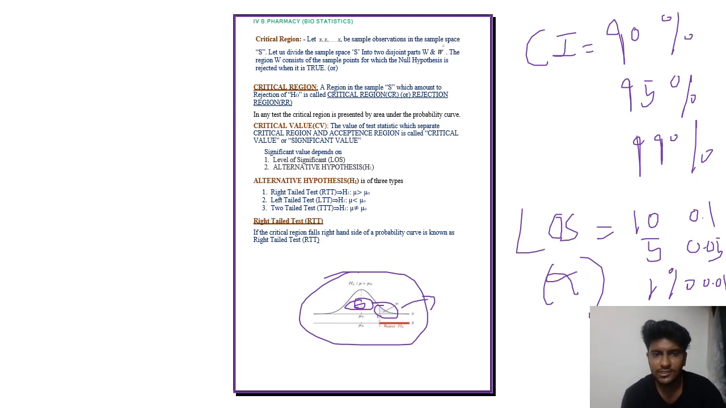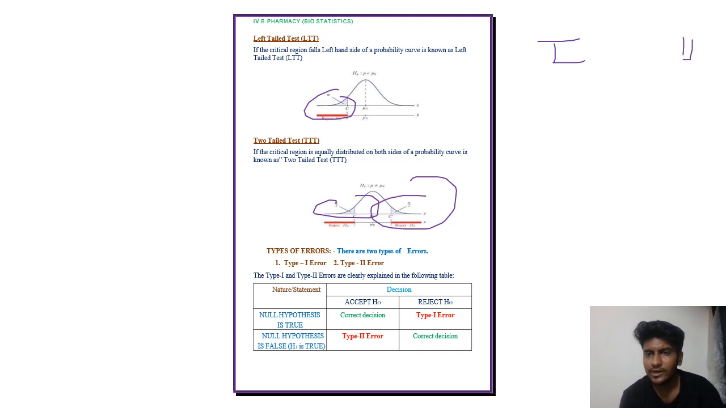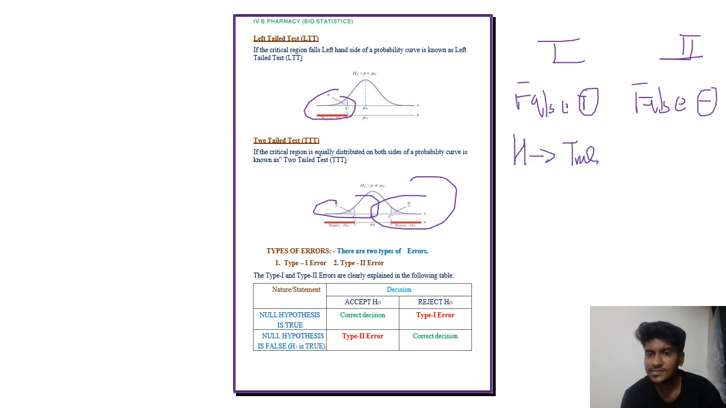So yeah, critical region, and that is the importance of critical region here. Here you can see it is left tail, here you can see it is two tailed, and in the previous image it was right tailed. Now there are two types of errors, type 1 and type 2. In type 1 error you call it a false positive result, and type 2 error you call it a false negative result. Okay. So in type 1, why do we call it false positive? Because your hypothesis is true, but it is still rejected.